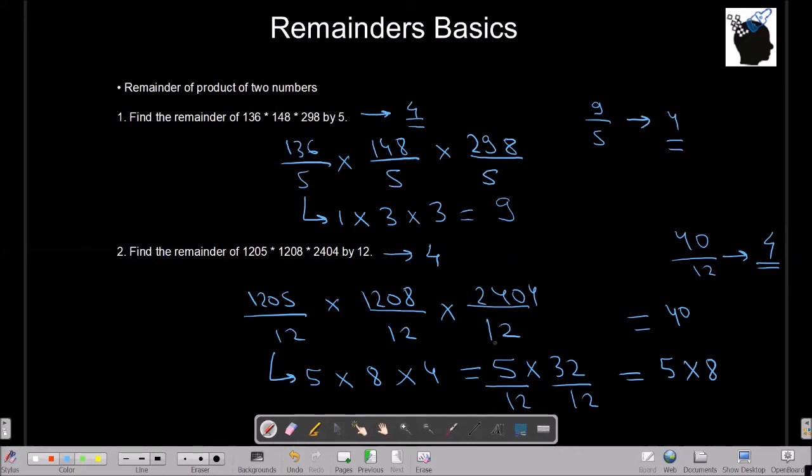I hope you were able to learn a lot of concepts about remainders and also the typical problems which you will see in remainders.